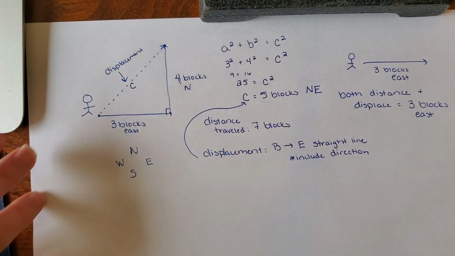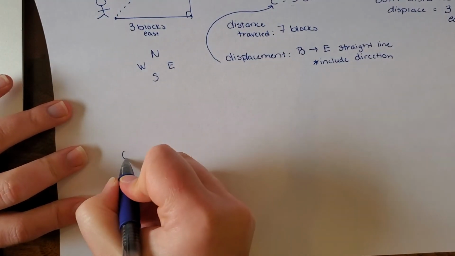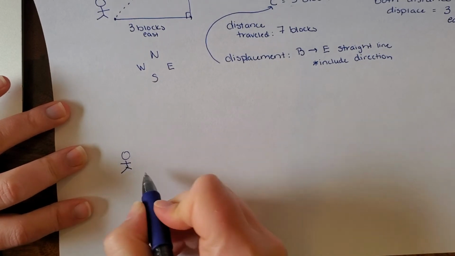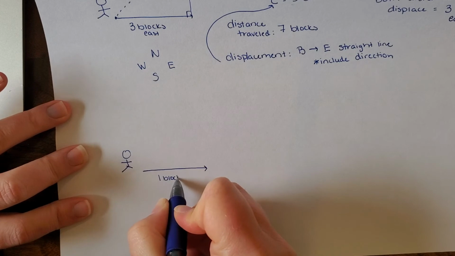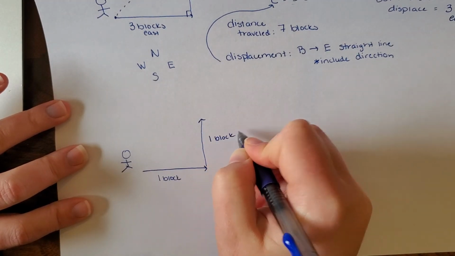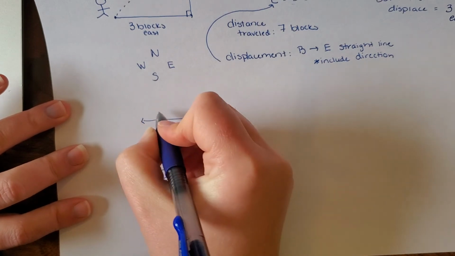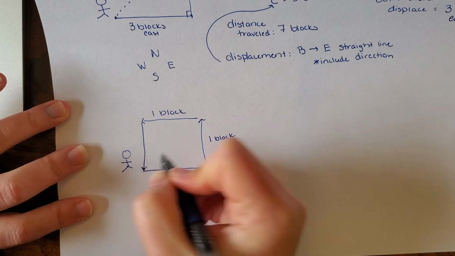Now let's say you go for a walk around the block. Just move this up here a little bit. So here you are. You're going to go around the block. So you're going 1 block east, you're going 1 block north, going 1 block west, and 1 block south.